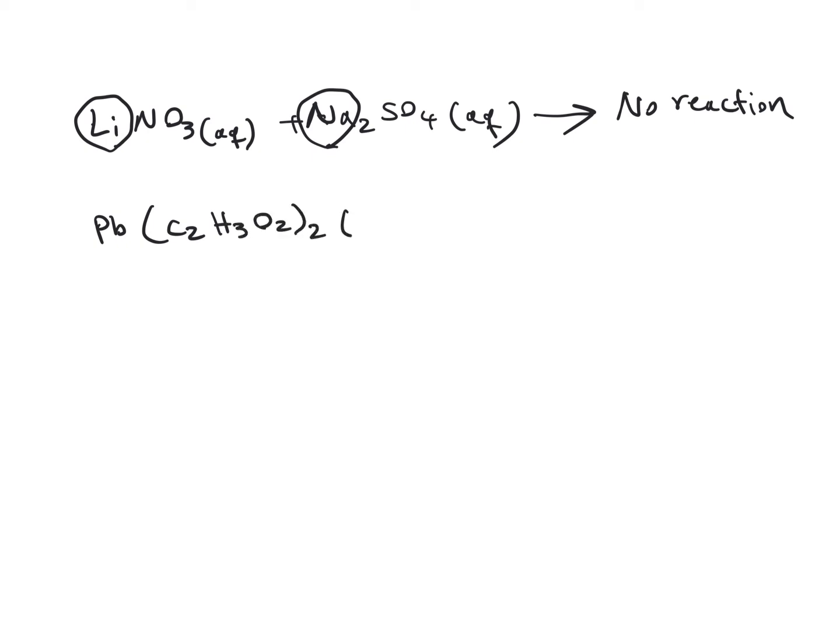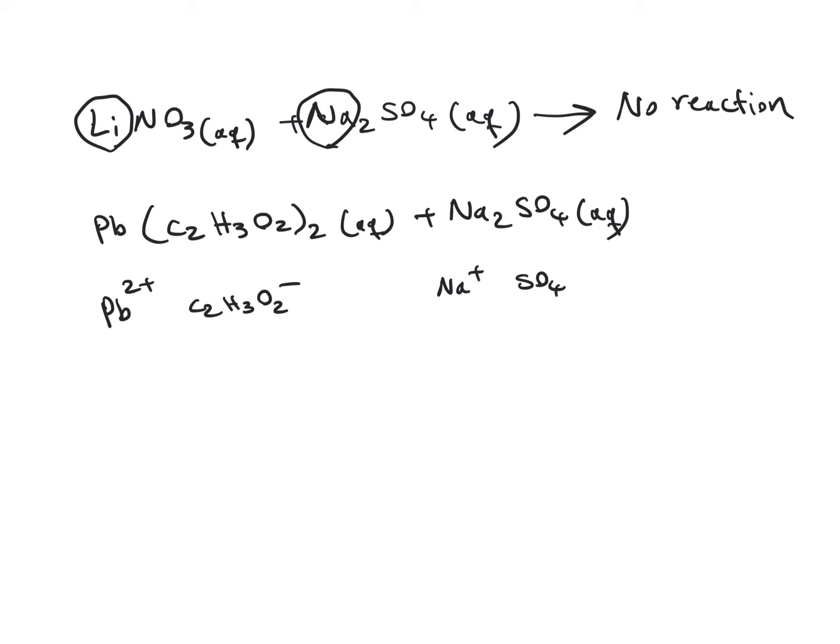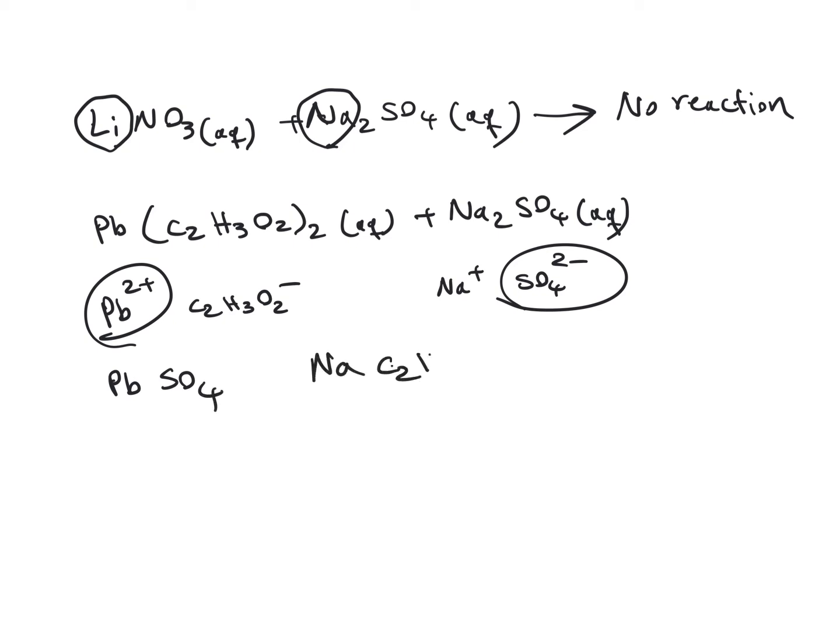Let's do another example. Pb(C2H3O2)2 aqueous plus Na2SO4 aqueous. So you have Pb 2 plus, C2H3O2 minus, Na plus, SO4 2 minus. So the potential ionic compounds are PbSO4, so the 2s cancel out, and NaC2H3O2, right? You know as a fact this is soluble.